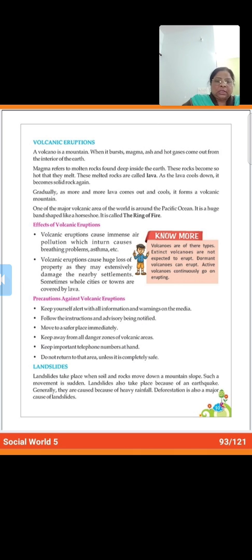Landslides occur when the rocks move down a mountain, or debris down the earth. And such movement is sudden. All the natural calamities are sudden. As in the beginning I told you, it's a sudden natural event. Anytime it can happen. Any of the natural disasters, any of the natural calamities can happen anytime. It never gives you any warning. No alarm, no alert is there.